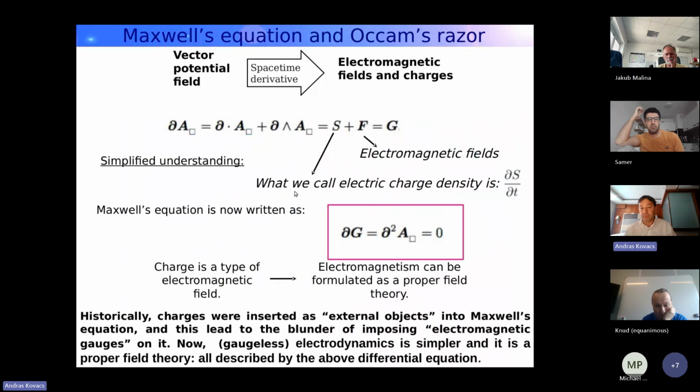So we have a proper field theory formulation that includes both fields and charges, and all is described by this simple differential equation. So this is quite encouraging to study further whether this could be the right formulation of electromagnetism.